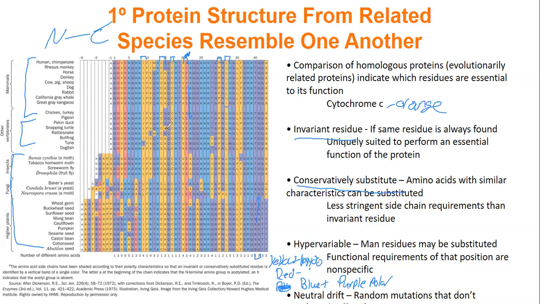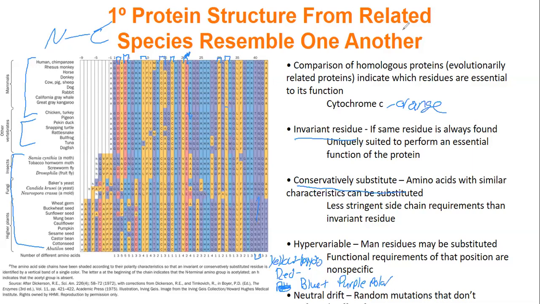Then basically you're just looking for a spot where all the colors are more or less there. Like this one is hypervariable, kind of, because it's negative, positive, polar in different organisms, so it can tolerate a lot. Here we have some negative, we have some polar. It can tolerate a lot. So we call that hypervariable.